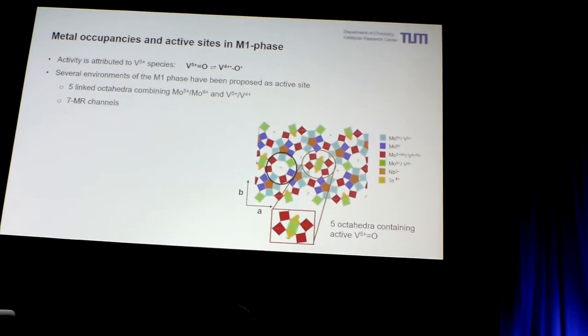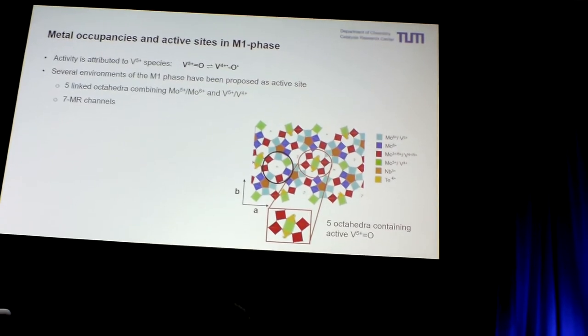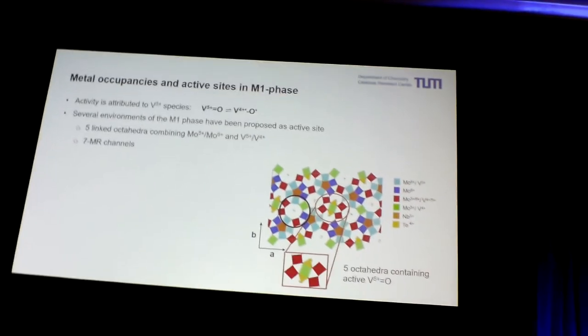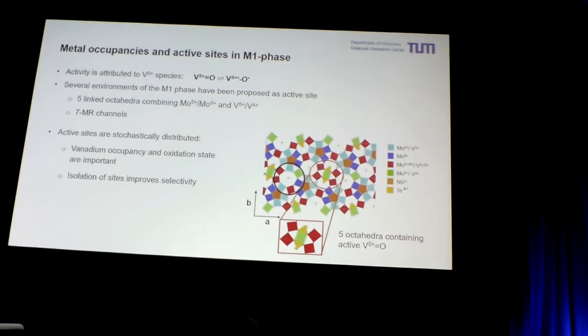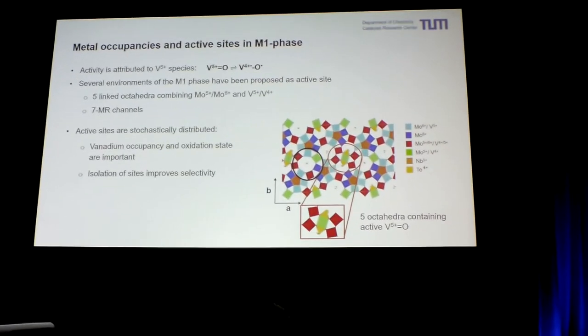So they're marked in red and green in the scheme. Although I also have to mention that the seven-member ring channels have also been proposed as the origin for the special activity and selectivity of this material.